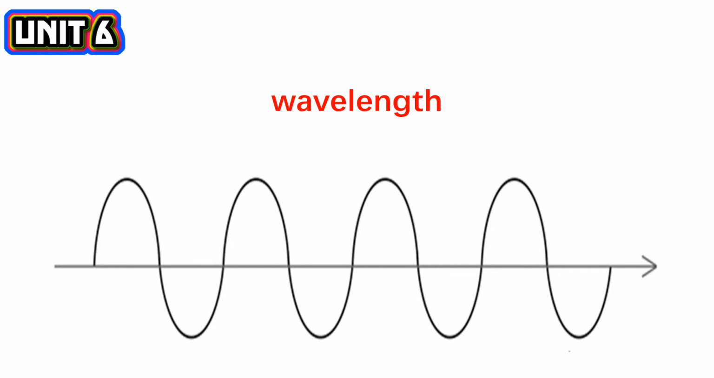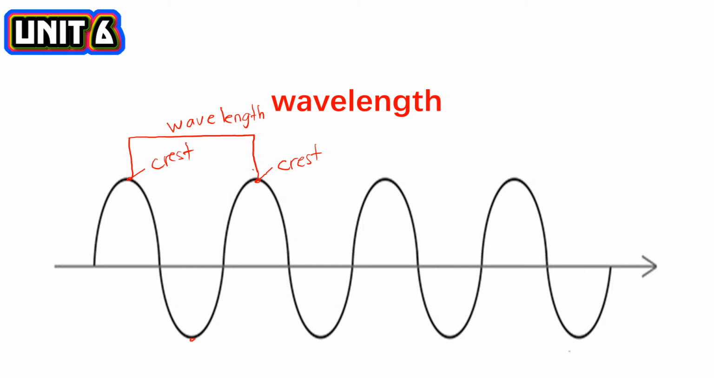Next, we have the word wavelength. Your wavelength refers to the distance by which a wave travels from one crest to another crest, or from one trough to another trough. Again, this is what you call your crest, right? And this one here is another example of your crest. From this crest going to this crest is what you call your wavelength. So that's the distance, right?